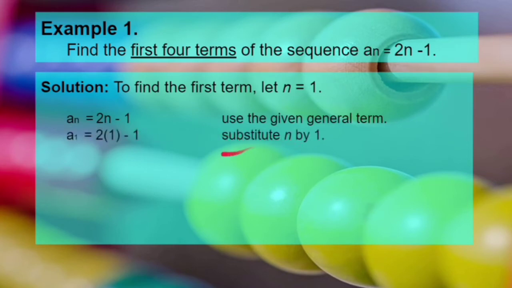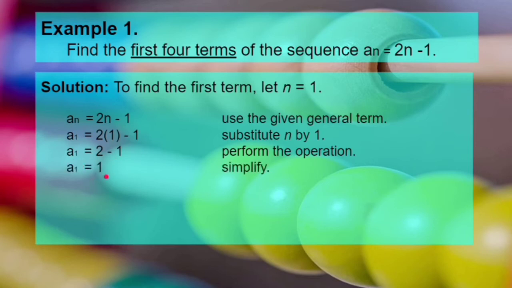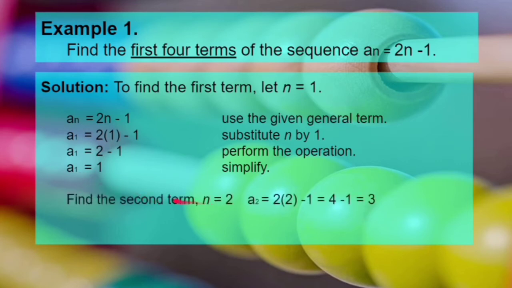So we will substitute n by 1. So that is 2 times 1 minus 1. Next, perform the indicated operation. 2 times 1, so we have 2, then copy minus 1. So a sub 1 is equal to 2 minus 1, which is 1. So the first term is 1. Okay, we will just repeat the process to find the second term. Just substitute 2 for the value of n. So we will have 2 times 2 minus 1. That is 4 minus 1, which is equal to 3. We have now the second term.